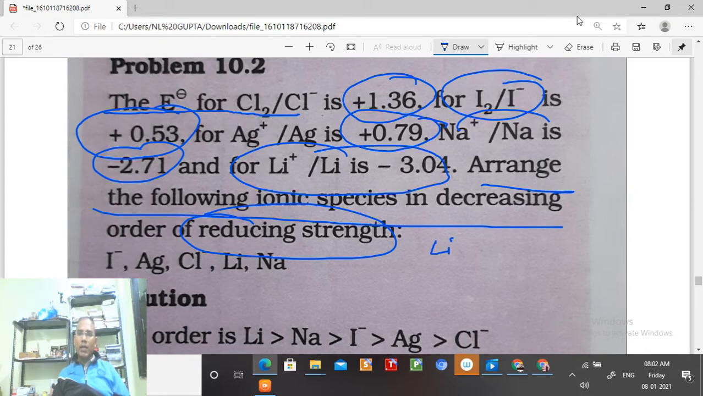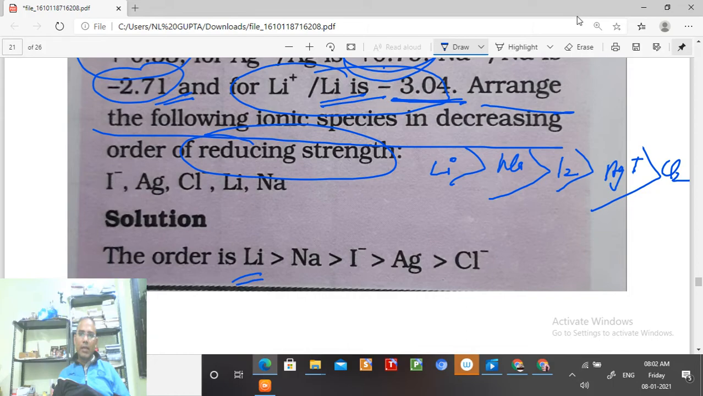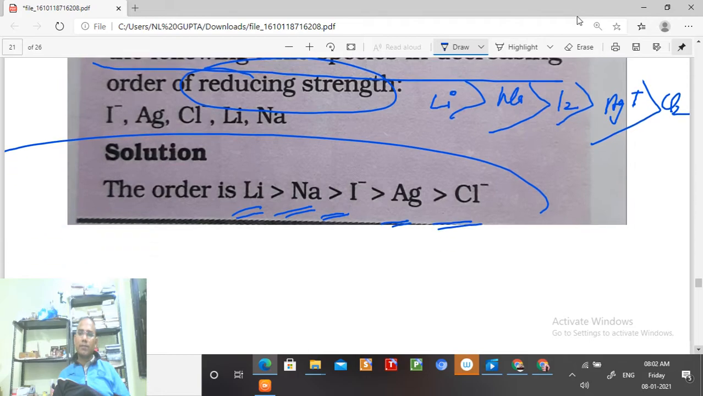The maximum is lithium, having the highest negative value, minus 3. Then comes sodium. After that, 0.79 for Ag and 0.53 for I2, then 1.36, which is Cl2. You can check, students: lithium is highest, then sodium, I minus, Ag plus and Cl2. So this is our required answer.